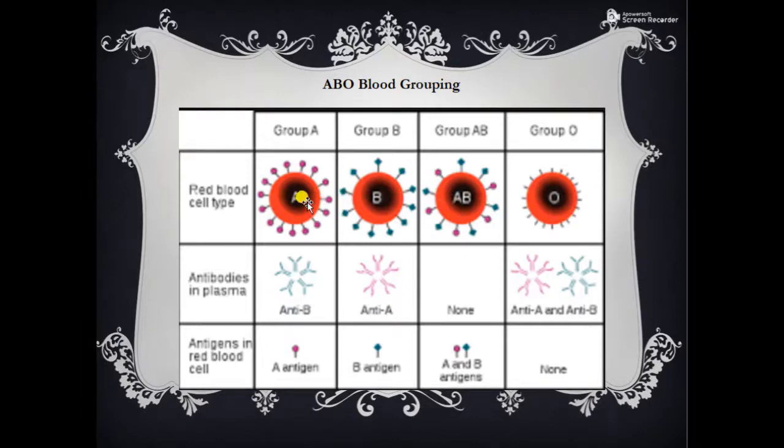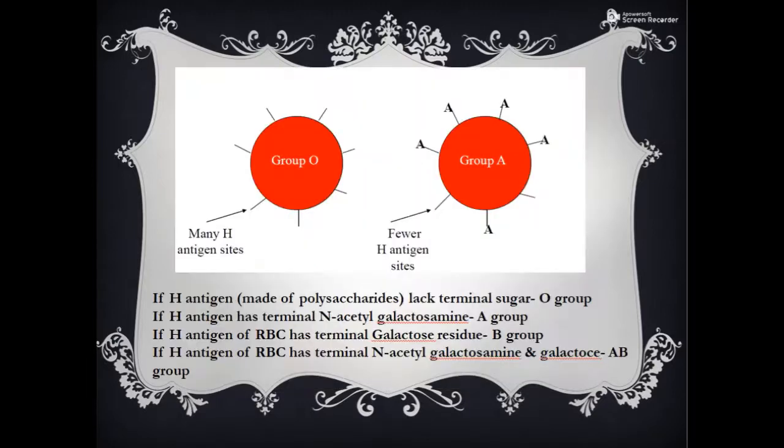So the difference between group A and group B is only the terminal sugar which is added onto the H antigen of these RBCs. If N-acetyl galactosamine has been added as a terminal sugar on the surface of the RBC, then it is referred to as group A. And if galactose is added, it is referred to as group B, or the B blood group. I guess now you are quite clear about the different types of blood groups.